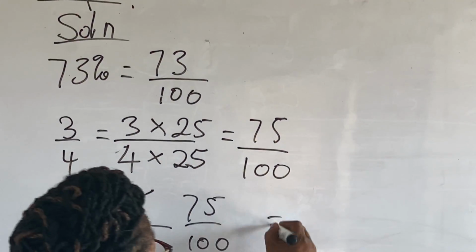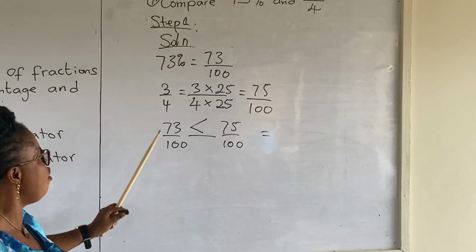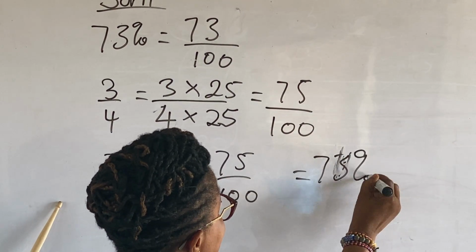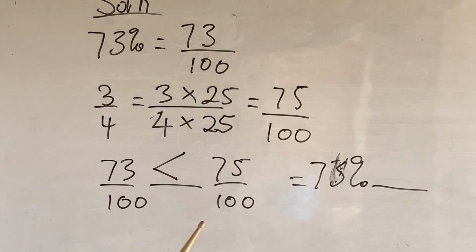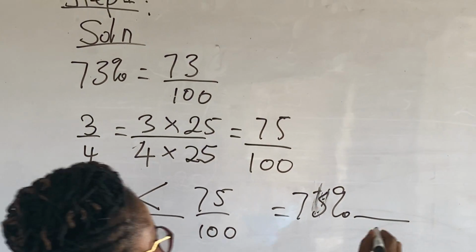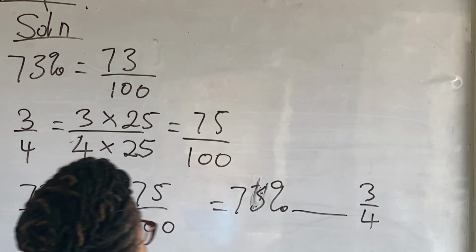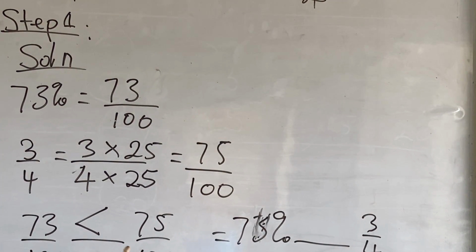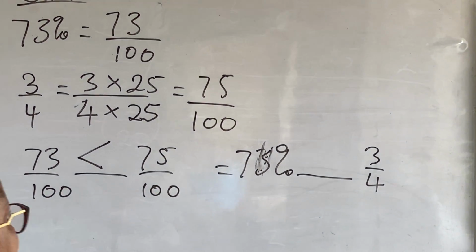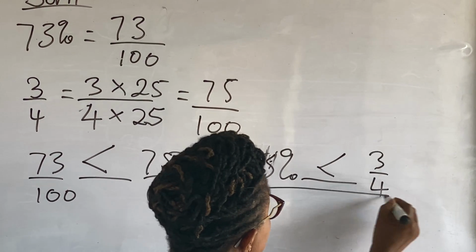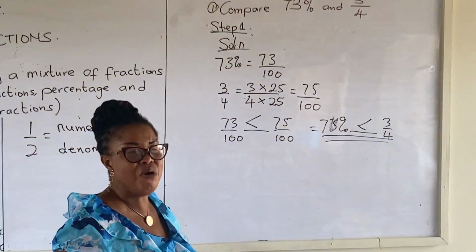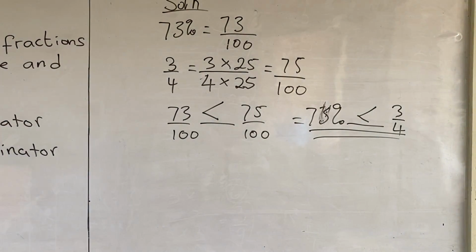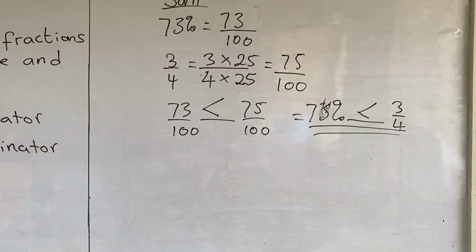So, we now know that 73 over 100 is the same as 73%, and 75 over 100 is the same as 3/4. So, we now know that 3/4, which is 75 over 100, is bigger than 73 over 100. So we put down our arrow, and this will be our answer. So we have compared 73% and 3/4 by converting all of them to common fractions.